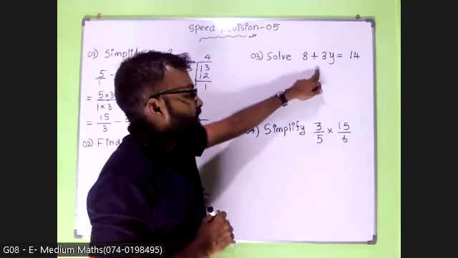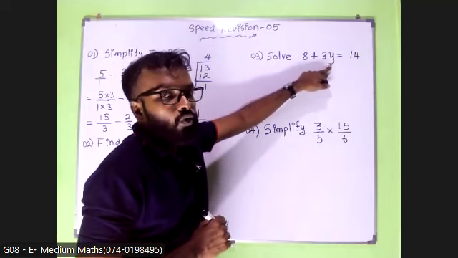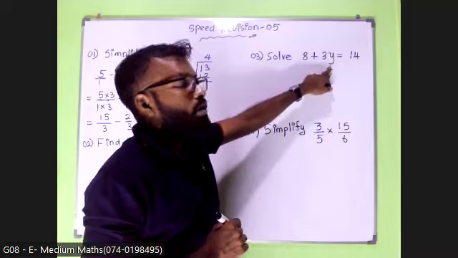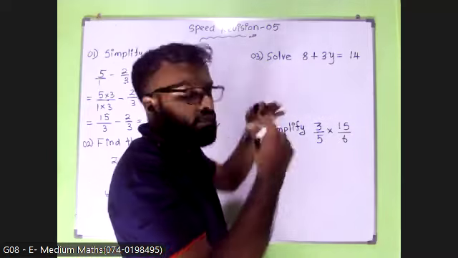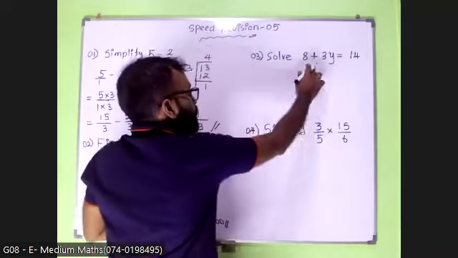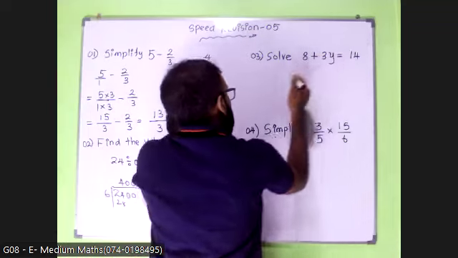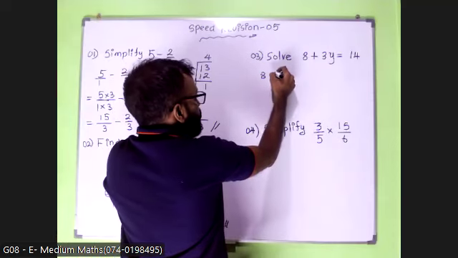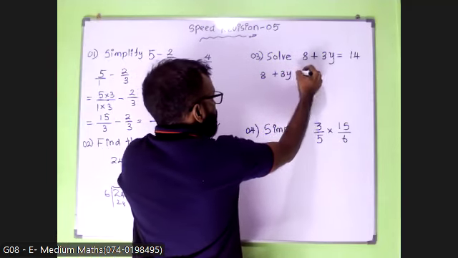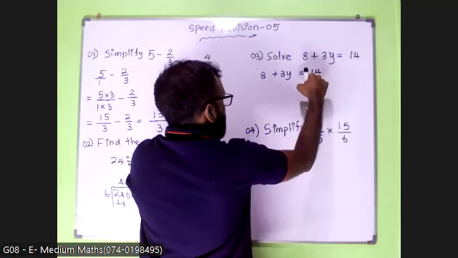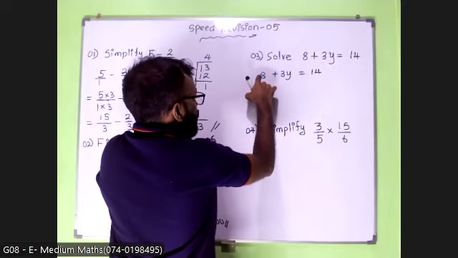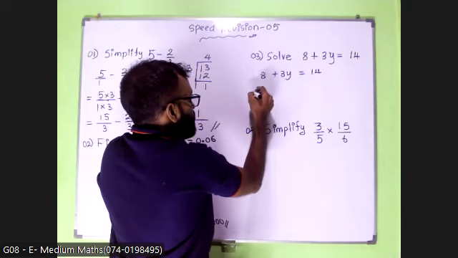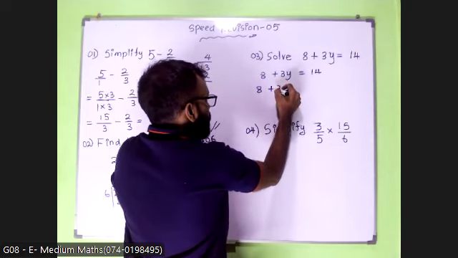Solve. This is an equation. You need to find the value of y, or solve for y, or isolate y. All of them are the same. So 8 plus 3y equals 14. This is positive 8 plus 3y equals 14. I have to rewrite this. And here you have positive 8.